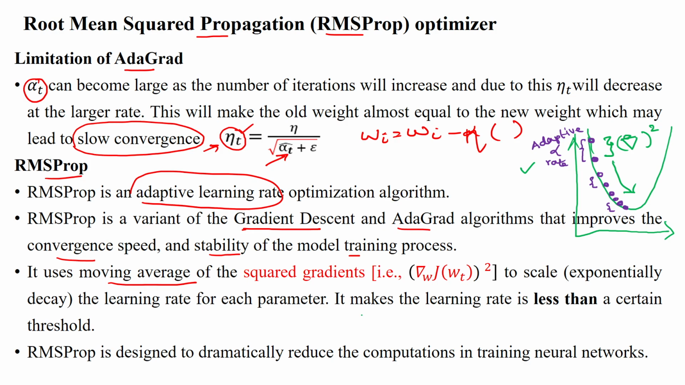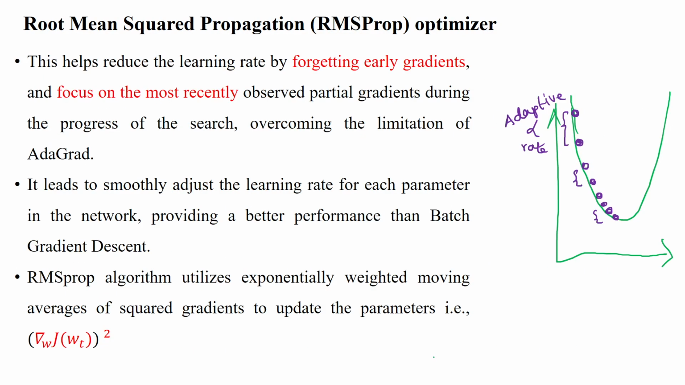So here the learning rate is always kept less than a certain threshold value. It will not allow the learning rate to go beyond that threshold value. So it dramatically reduces the computations in the training of neural networks. This is one of the advantages of RMSProp over the AdaGrad algorithm.